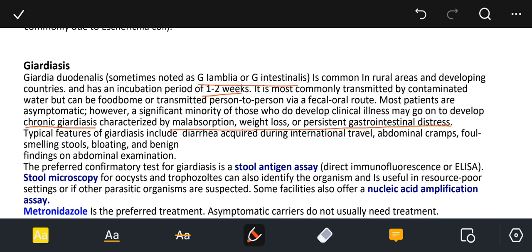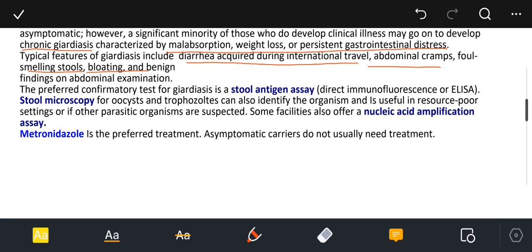Typical features of giardiasis include diarrhea acquired during international travel, abdominal cramps, foul-smelling stools, bloating, and benign findings on the abdominal examination. The preferred confirmatory test for giardiasis is a stool antigen assay, that is direct immunofluorescence or ELISA. Stool microscopy for the cysts and trophozoites can also identify the organisms and is useful in resource poor settings or if other parasitic organisms are suspected. Some facilities also offer a nucleic acid amplification assay. Metronidazole is the preferred treatment for giardiasis. Asymptomatic carriers do not usually need treatment.